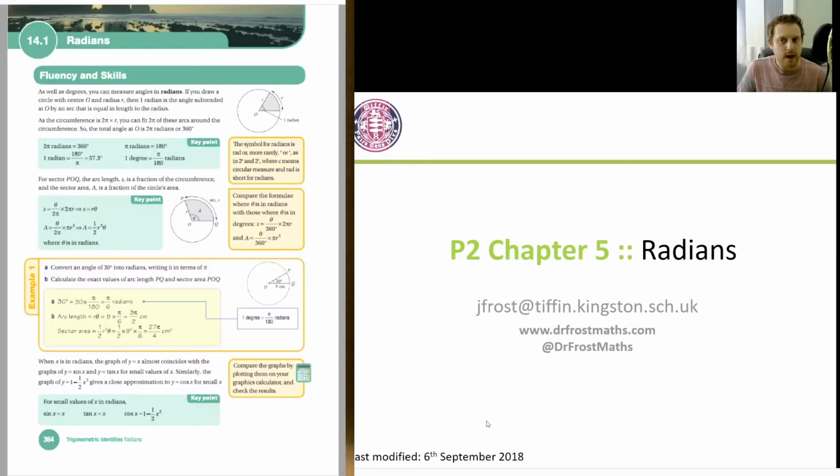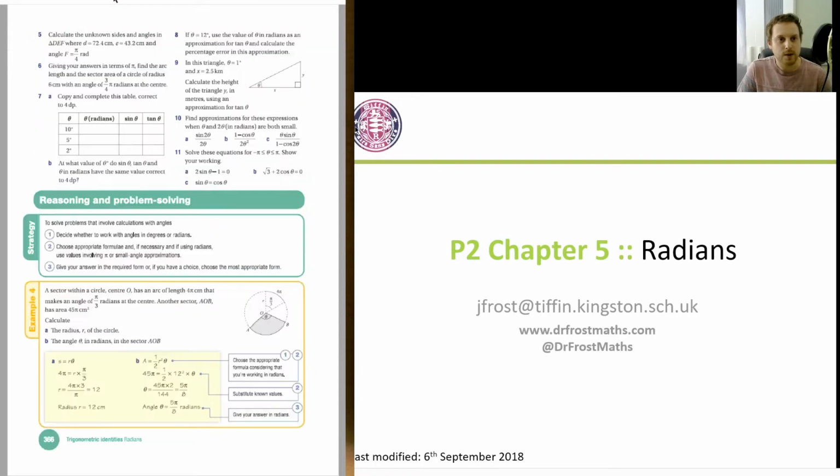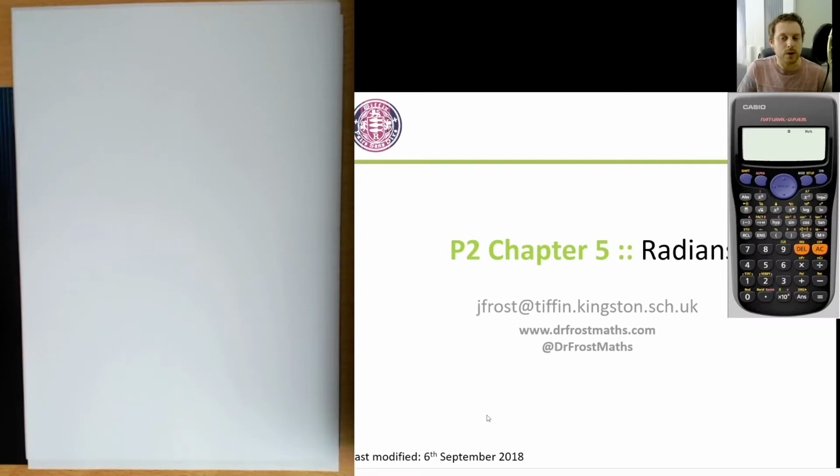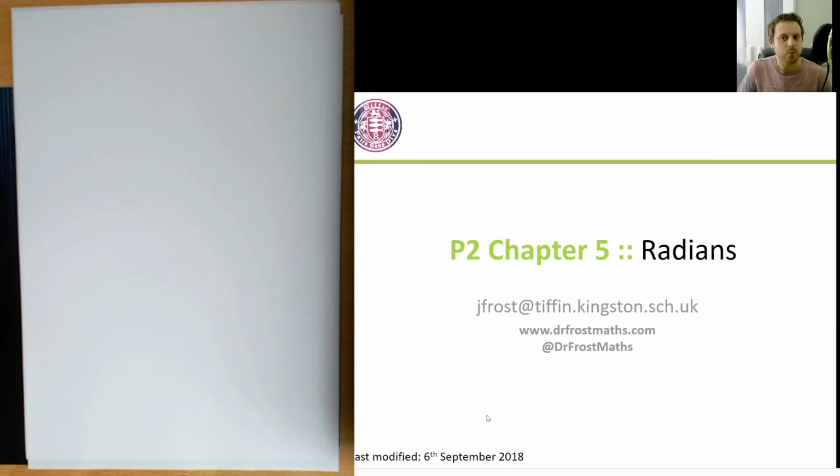So what I have here is access to the textbook. If ever I need to refer to anything in the textbook, I can flick through that, so we might spend a bit of time talking about that. I've also got a calculator, which we will obviously have to use, and I also have the solutions to the three questions. So with all of that being said, let's get started.